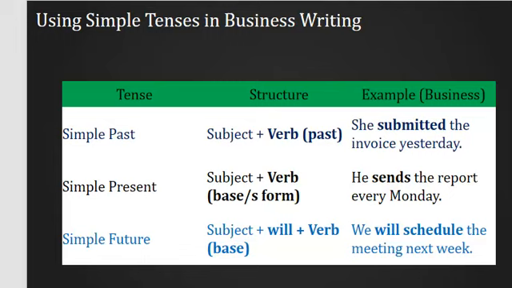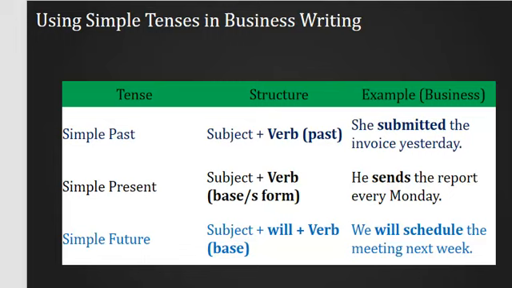Let's go deeper into simple tenses or kata kerja ringkas no ing. Simple tenses are also the most direct and professional tenses in English. They are used constantly in business writing because they express action clearly and efficiently. Let's look at their basic structures. Simple past. Simple past is subject plus verb in past form. Use it to report completed actions.